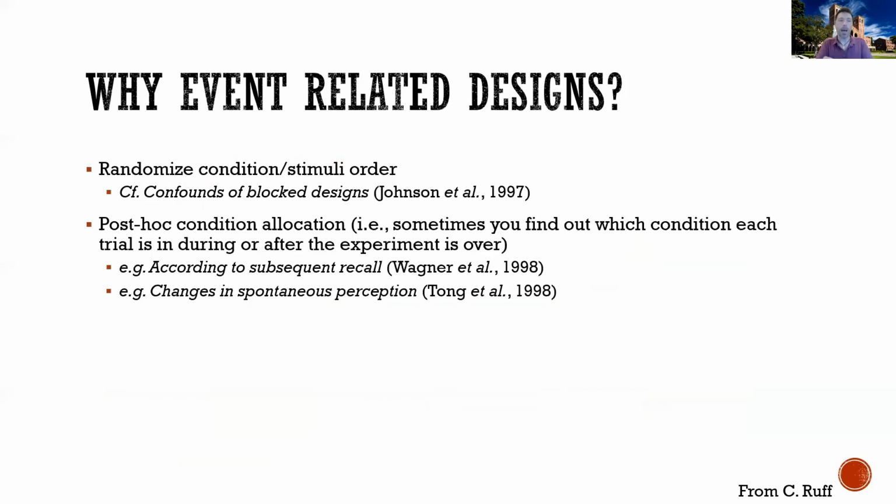Now, a second advantage of event-related designs is that sometimes you might not know whether a given trial is condition A or condition B. So sometimes you only find out either during the experiment or after the experiment whether a given trial is condition A or condition B, or when condition A starts and when condition B starts. Let me give you an example.